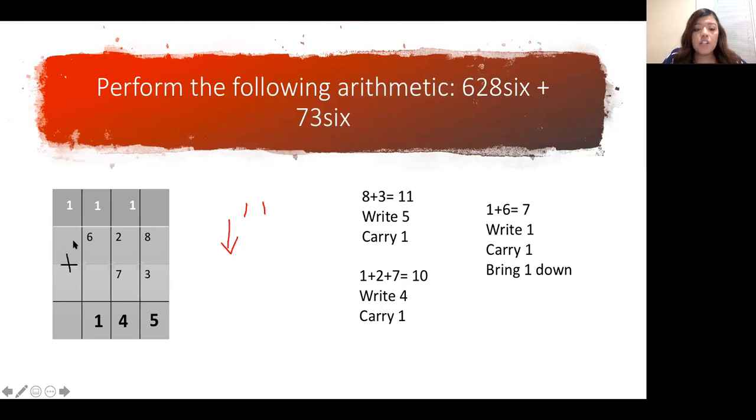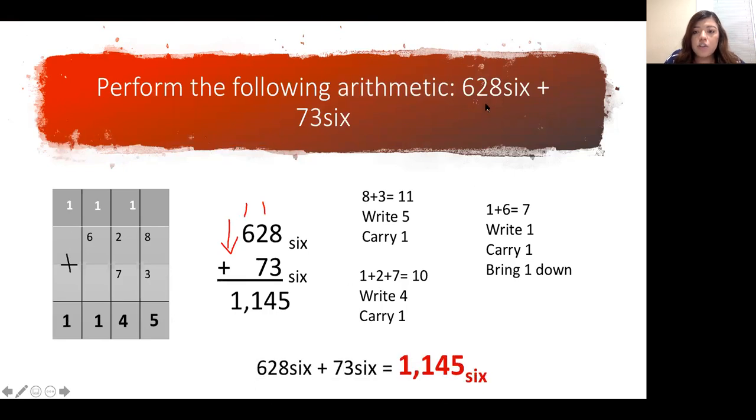And once you get to this point, there's nothing else to add to it. So you go ahead and bring your 1 down. And that gives us our answer. And once again, I went ahead and did it in a regular form if it makes it a little bit easier for you to look at. And then you end up with the exact same answer when you calculate it this way as well. And so we get that 628 base 6 plus 73 base 6 is equal to 1,145 base 6.